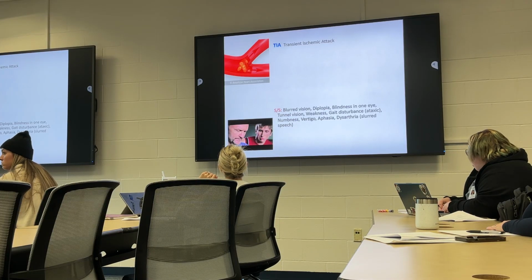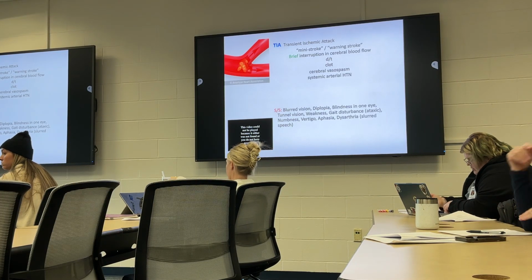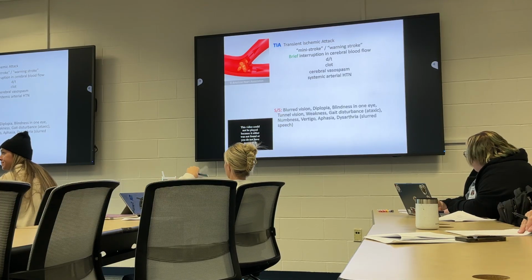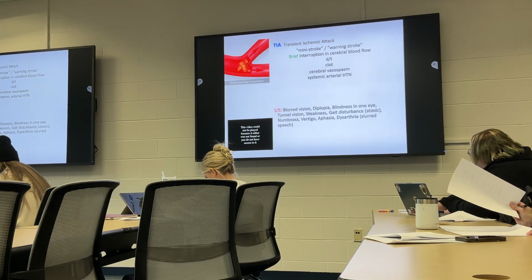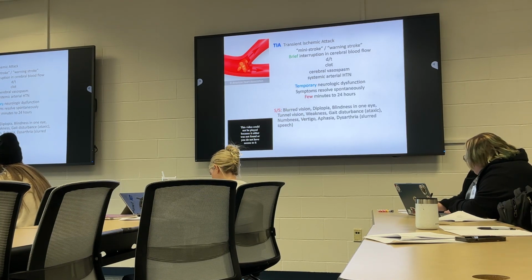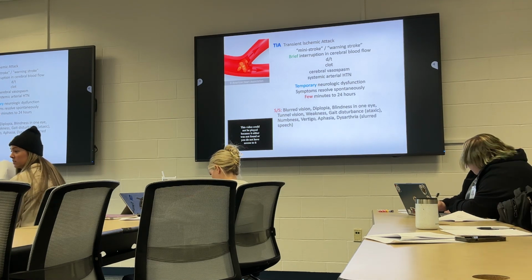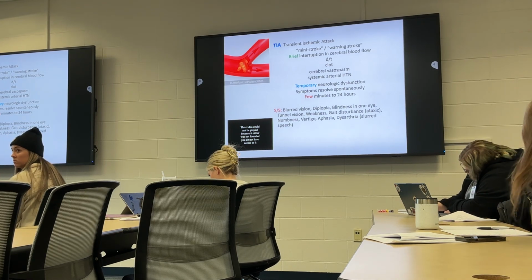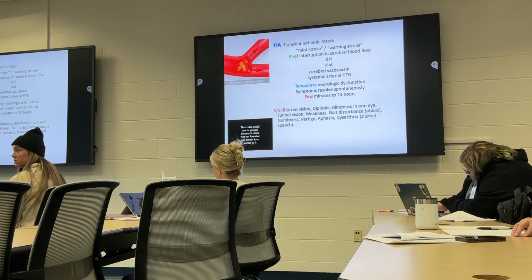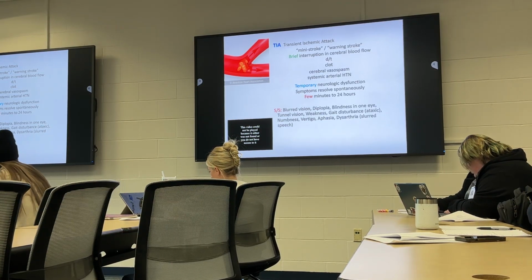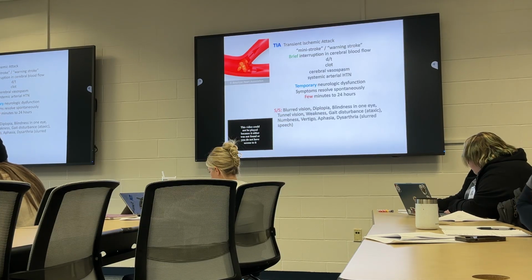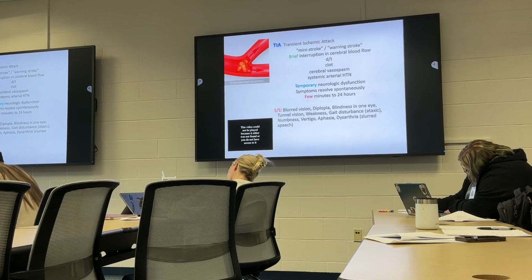So we talked about both TIA and stroke. So here's a mini stroke, a warning stroke: brief interruptions of cerebral blood flow due to a clot, vasospasms, or arterial hypertension. It's temporary, so a few minutes to 24 hours. They could have the same symptoms as a stroke: blindness in one eye, double vision, unsteady gait, ataxia.